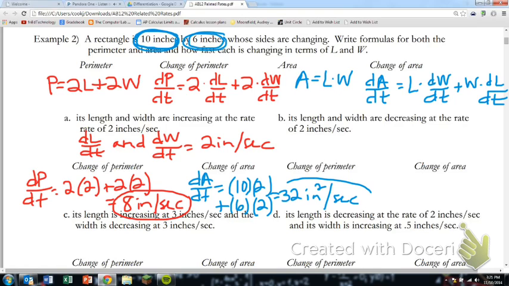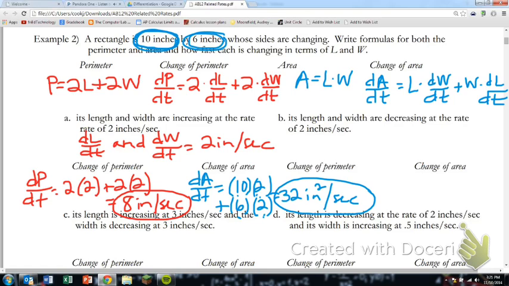Right. Area is measured in inches squared. If you look at your units on what you just multiplied here, you had 10 inches times 2 inches per second. That's inches squared per second. And then 6 inches times 2 inches per second, that's 12 inches squared per second. So it's inches squared per second as units.